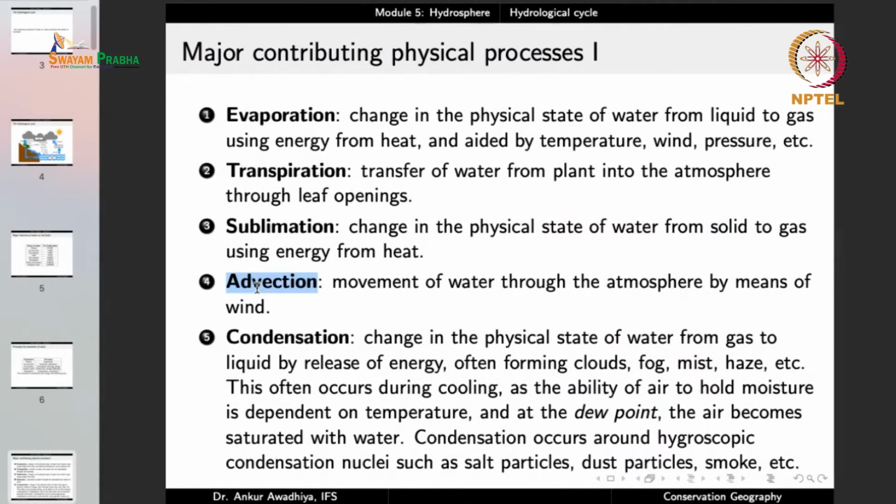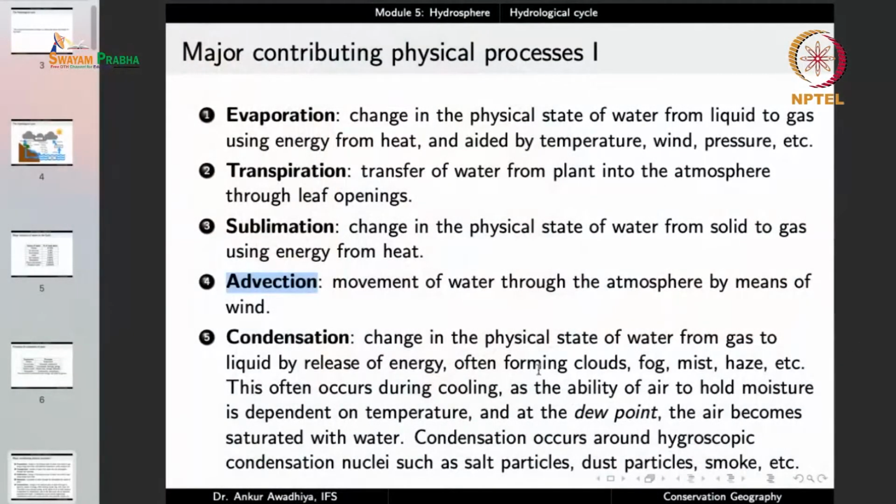Another process is advection. Advection is forced movement of water together with the winds. So it is movement of water through the atmosphere by means of wind. So when you have wind movement, the water that is there in the air in the form of water vapor, that also moves. So this is the process of advection.